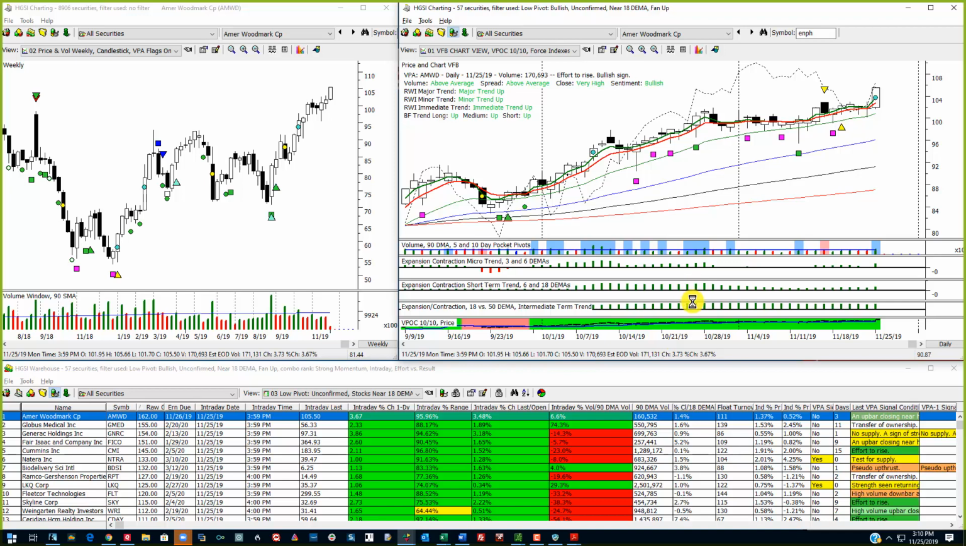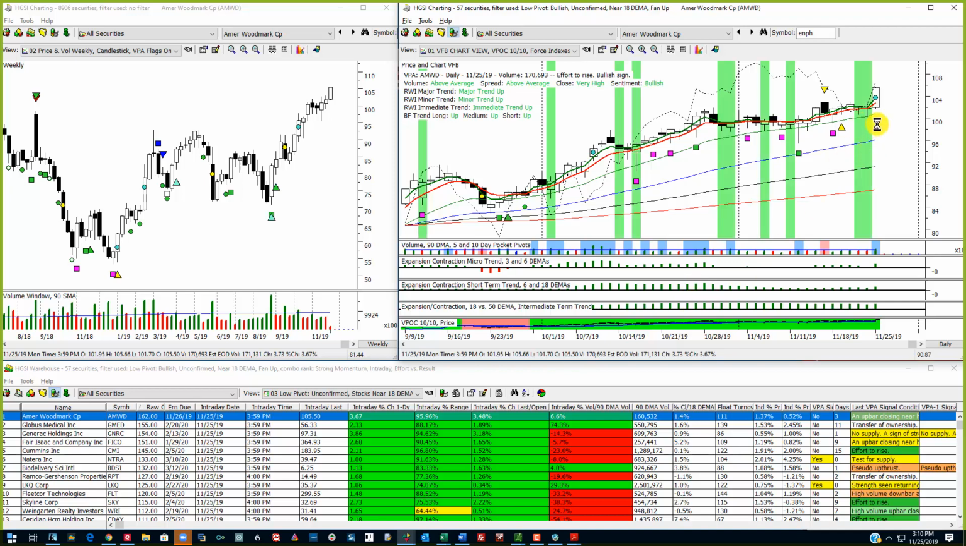So if I click on this, and when the conditions are met, if I come through the warehouse first to the charts, it shows me where there were pivots in the past. And did they work out? Generally they did. This worked out for a few days. This was a good move.